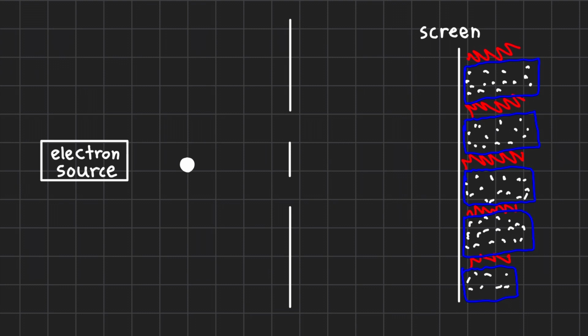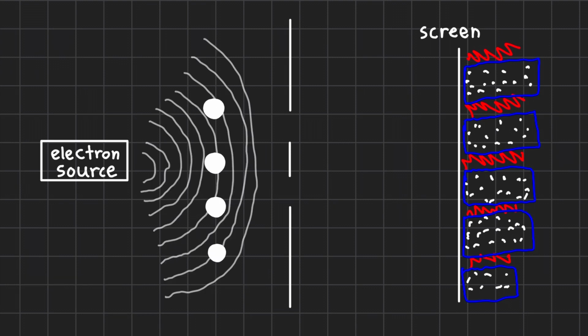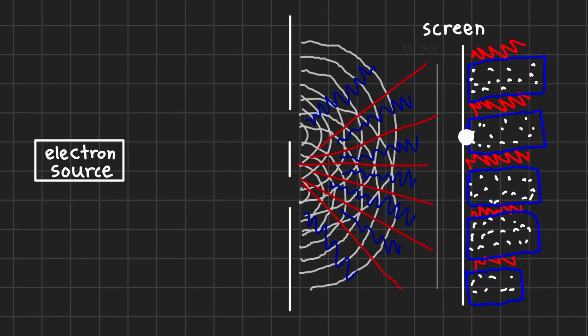When you run the electrons through the double slit experiment, they become a superposition of states. The electron goes through both slits and interacts with itself, creating the interference pattern. Then when it hits the screen, we make a measurement, and the superposition collapses back into an electron.